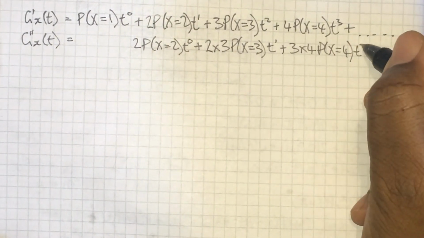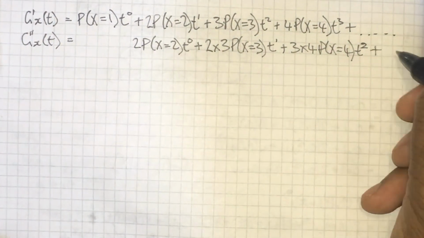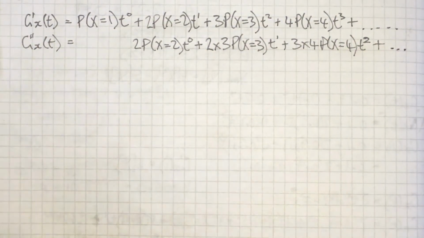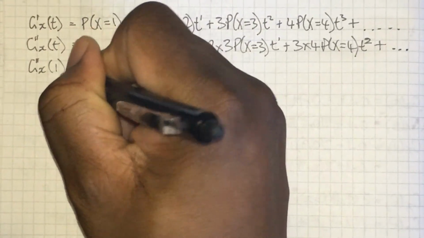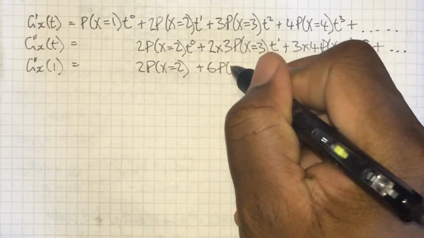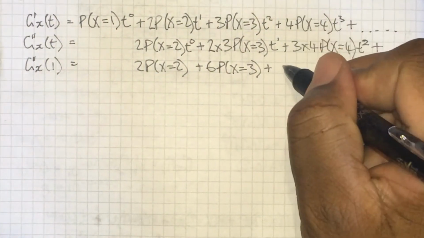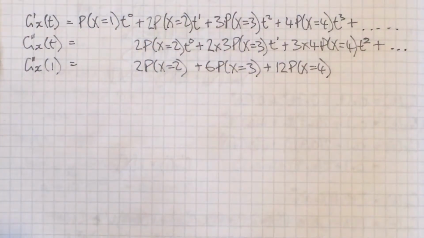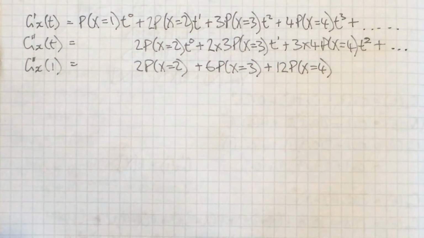So you may not be able to see anything at this stage. Let's substitute in a 1 instead of the t variable. So when we substitute in a 1, we get 2 times the probability x equals 2, 6 times the probability x equals 3, 12 times the probability that x equals 4. Now we may not be able to see any sort of pattern happening at the moment, but the numbers 2, 6 and 12 do actually have something in common. Each of them are products of consecutive factorial terms: we have 2 factorial, 3 factorial and 4 factorial.